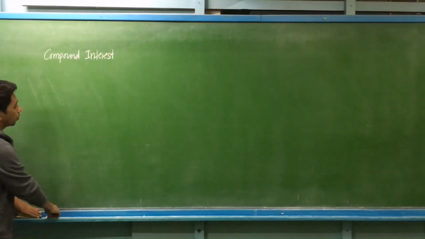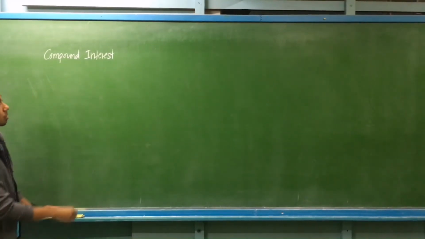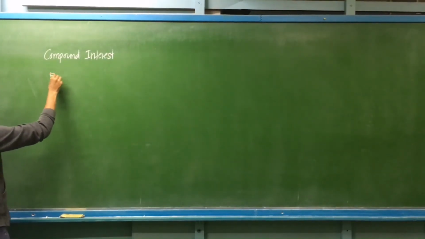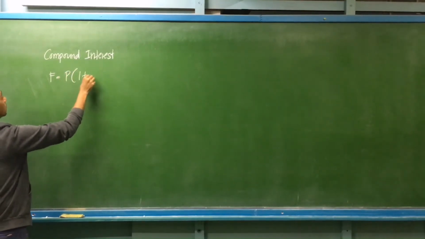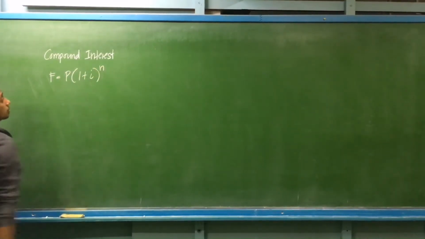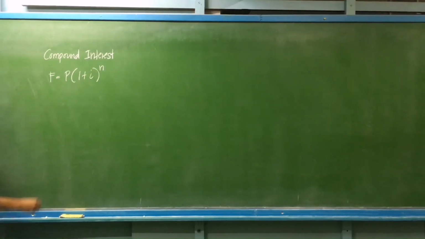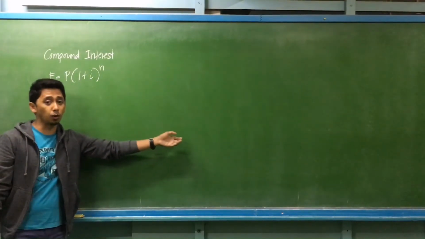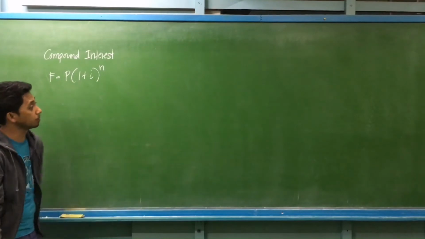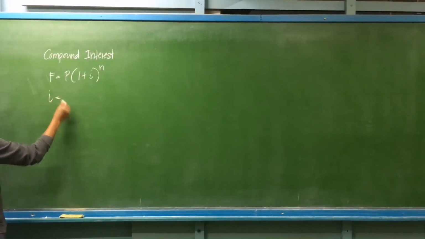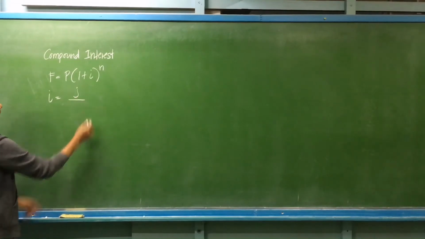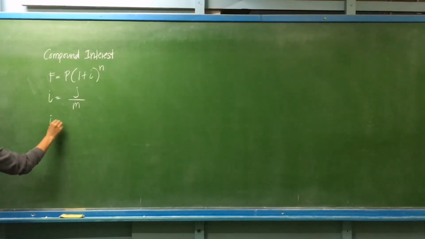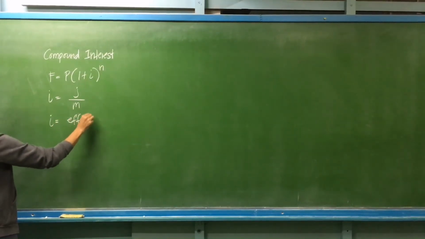Okay, so next we have compound interest. For compound interest, we have several equations. First, we have the future amount. Future amount is equal to the present amount multiplied by 1 plus I raised to the number of interest period. We have several ways of compounding, or several types of compounding. So we may use I is equal to J, the nominal rate of interest divided by the number of compounding period.